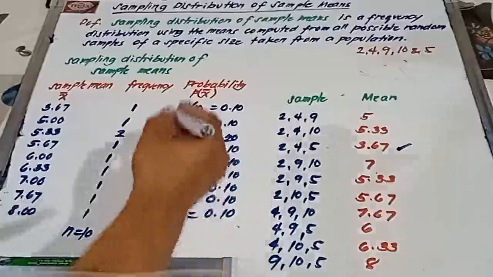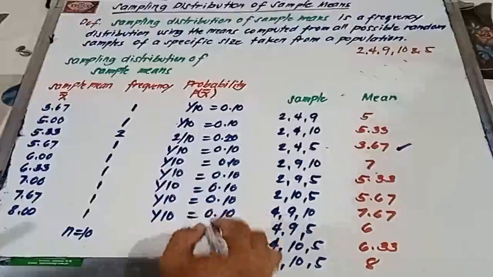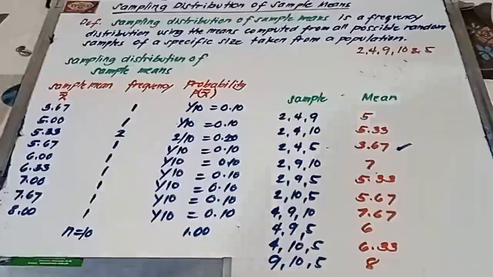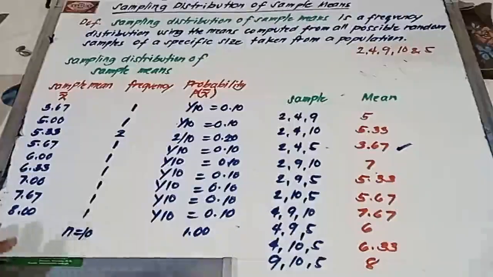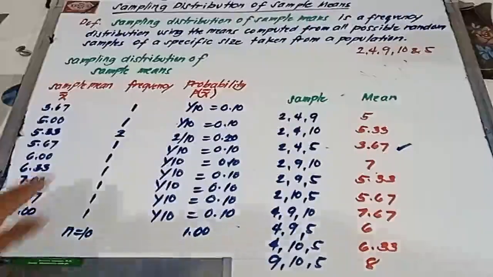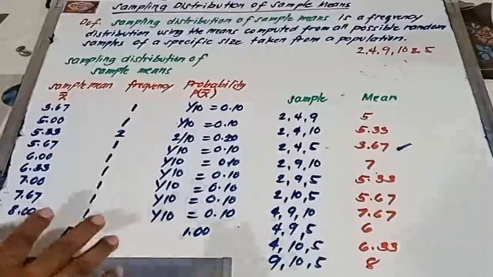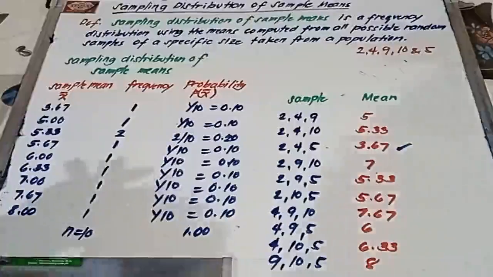So, ang total nito, if you're going to add all probabilities, it should equal to 1.00. 1, 2, 3, 4, 5, 6, 7, 8 plus 0.2 is equal to 1.00. So, therefore, this is our sampling distribution of the sample means. It consists of 3 columns, the sample mean, the frequency, and the probability of the sample mean. Okay? The last is we're going to construct the equivalent histogram of the sampling distribution of sample means. By the way, lagyan natin ng table.